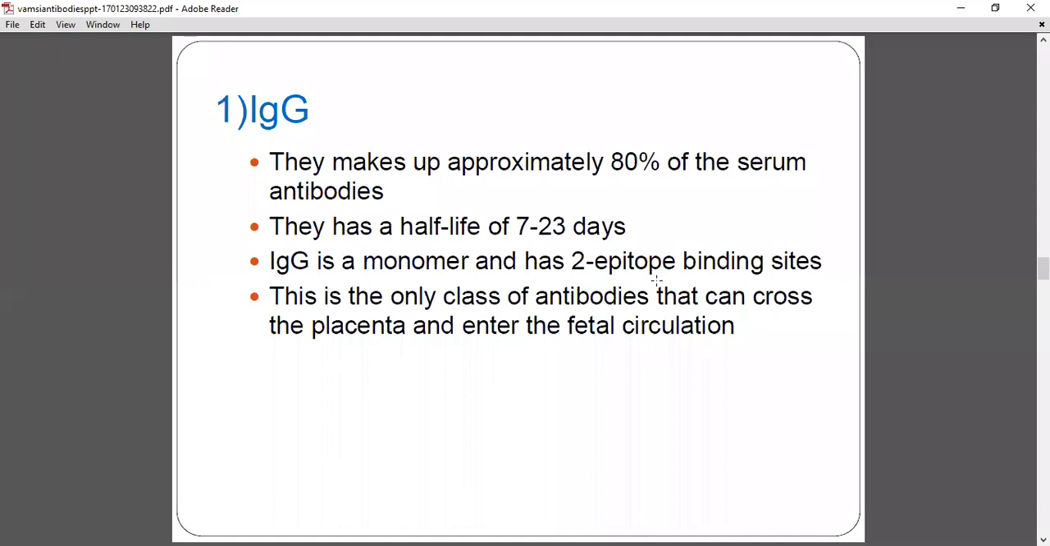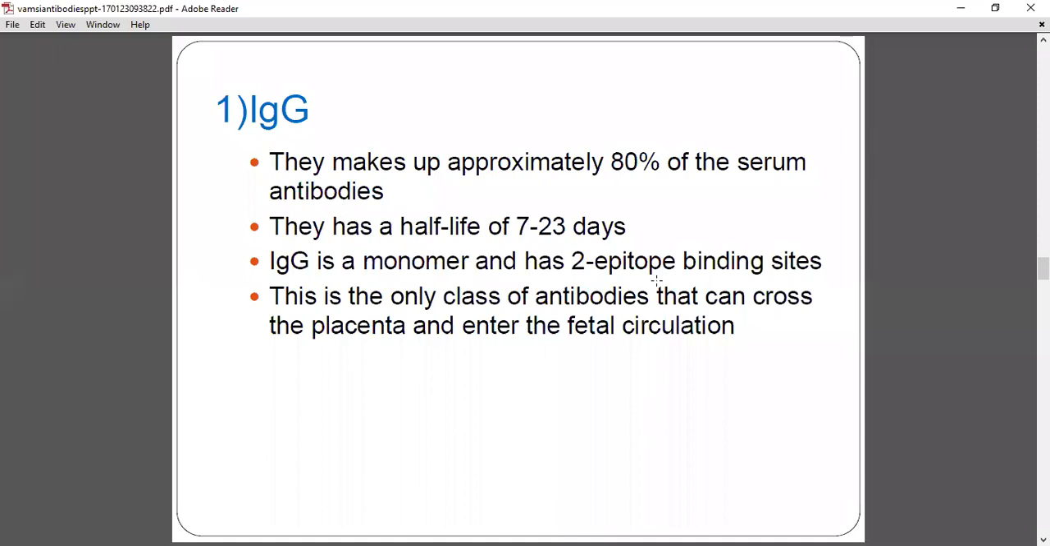So let's read this slowly, because this is very crucial. They make up approximately 80% of the serum antibodies, IgG. The half-life of 7 to 23 days is a range, but it should actually be 21 days normally, though it has a range depending on different people. The actual half-life is between 20 to 21 days. It is a monomer and has 2 epitope binding sites or 2 antigen binding sites.